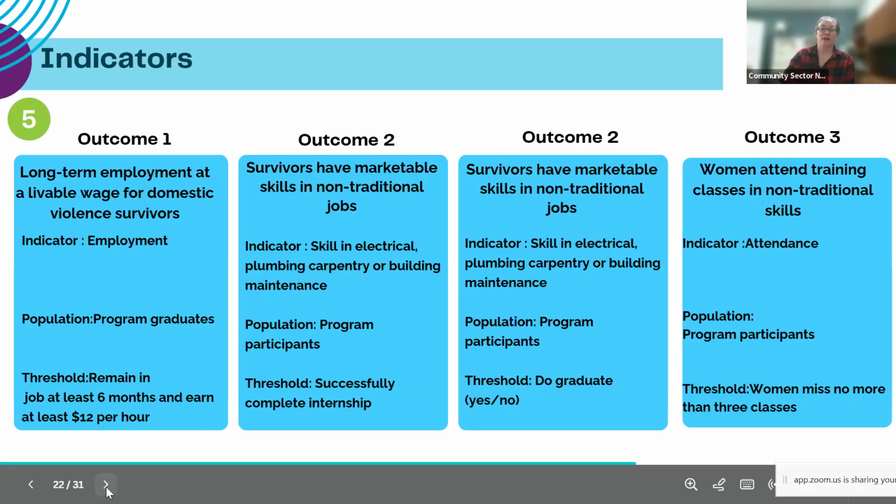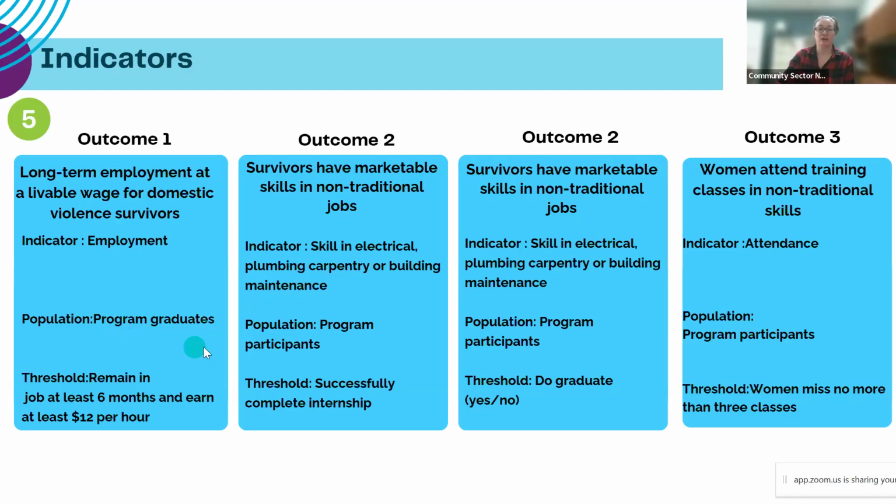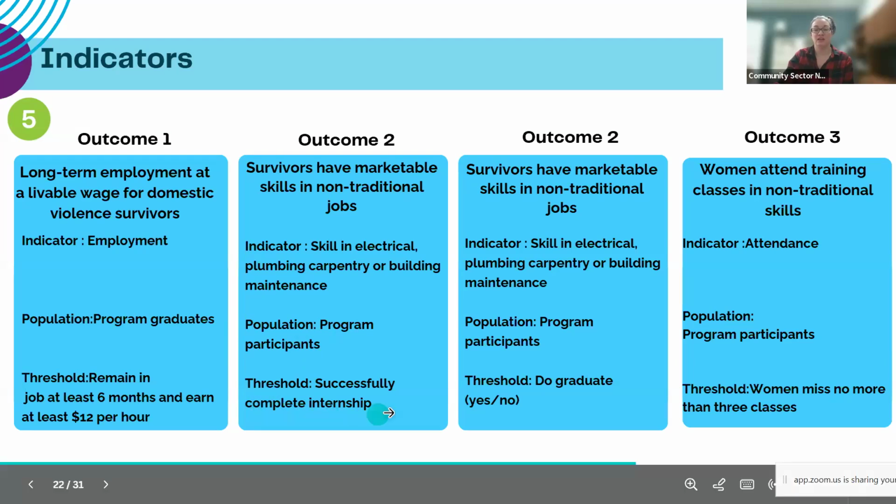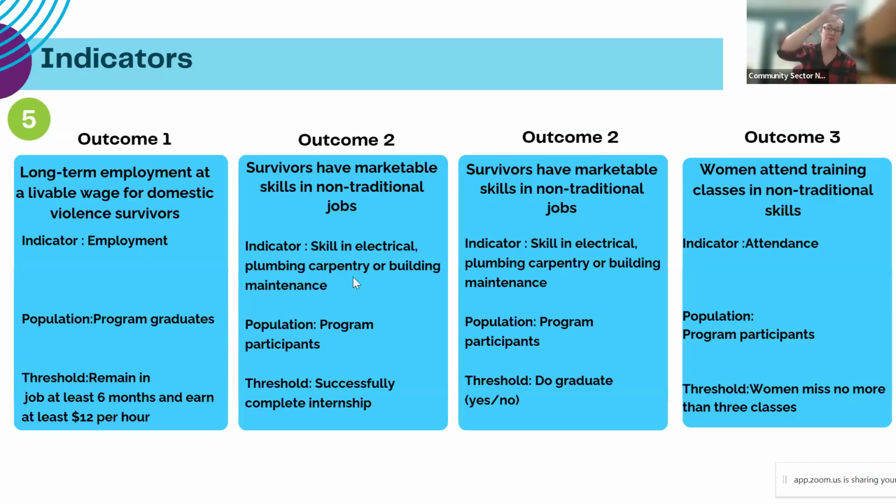So the outcome 1, you can see that's the long-term overarching outcome, and the population there is program graduates. But outcome 2 are all the people that participated in the program. So they might not make it all the way to graduation, but they have completed the successful part of the internship piece anyway. So they do have these skills, which is a necessary outcome to build towards outcome 1.